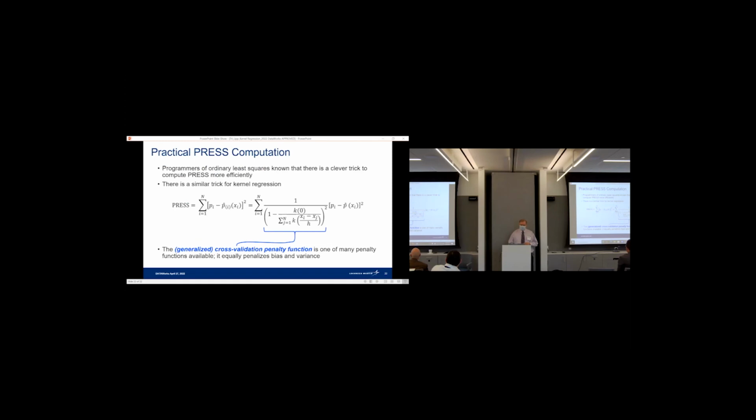That looks like a lot of work. And if you study ordinary least squares, there's a trick to computing PRESS that makes it a lot easier. Turns out there's a similar trick for kernel regression. It makes it a lot easier. It's still two loops, but it's a lot easier to compute using this penalty function.